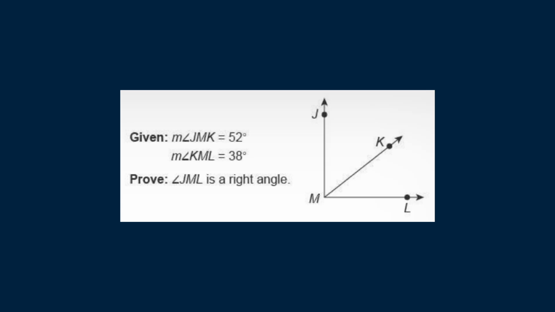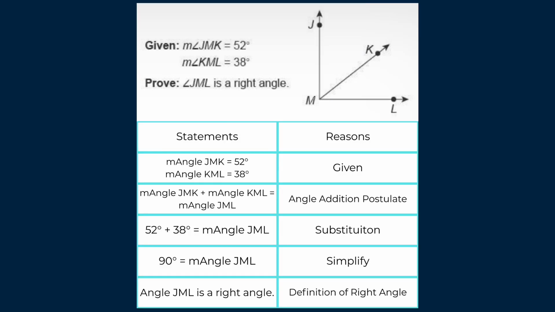Now the two-column proof is this. This is the full two-column proof. You first have to start with your givens. The measure of angle JMK is 52 and the measure of angle KML is 38. And we're trying to prove that JML is a right angle. So we refer to the angle addition postulate. Since K is in the interior of angle JML, we can say that angle JMK plus angle KML equals angle JML. And this also refers to their measures.